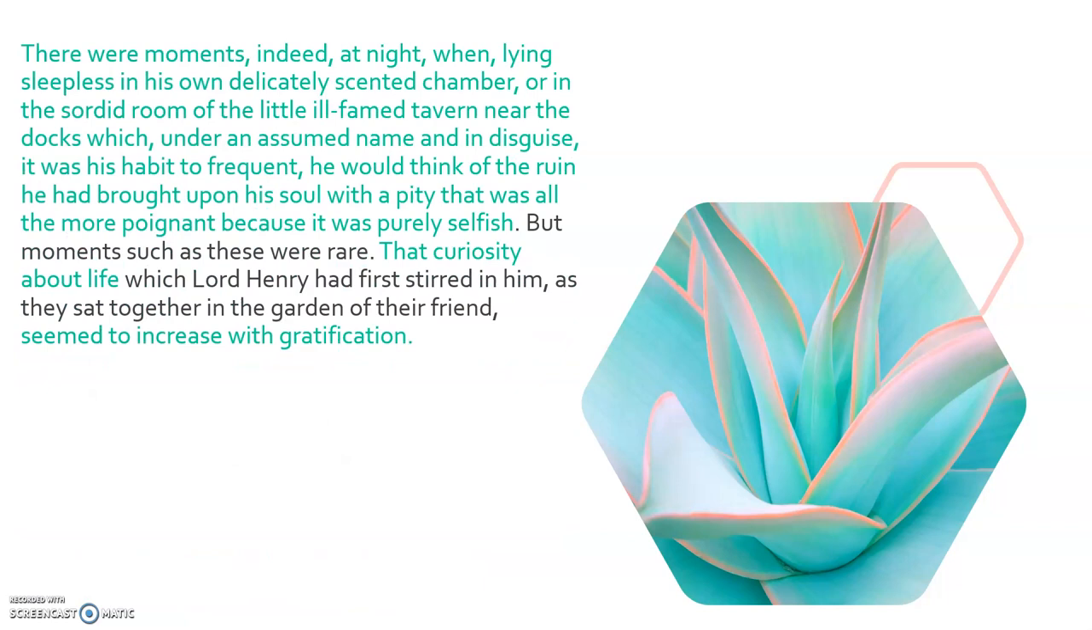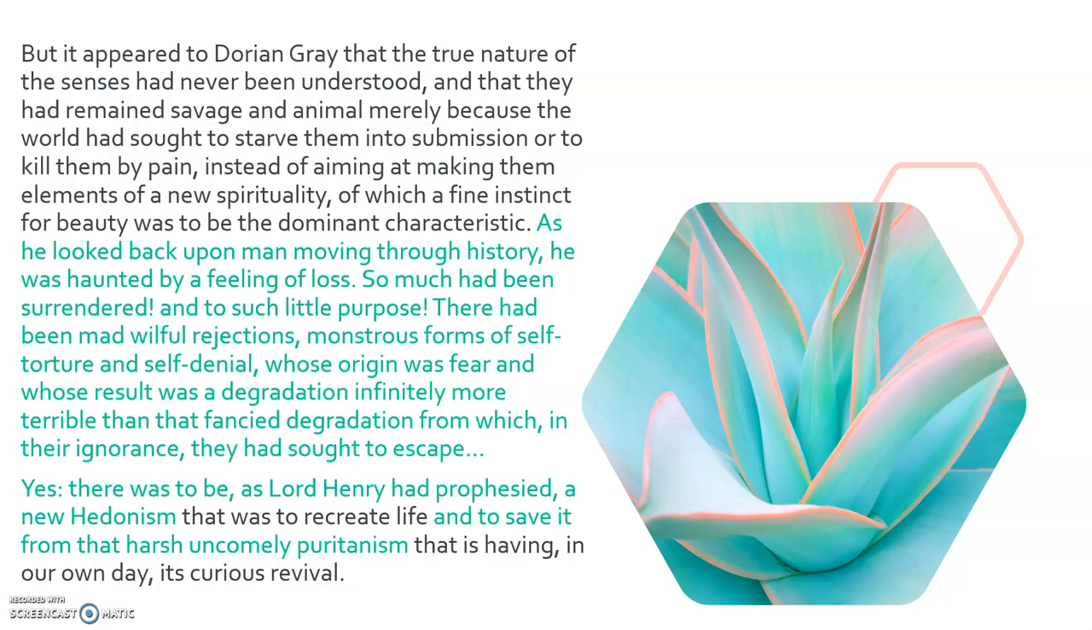However, the portrait, for all of the benefit it affords Dorian, doesn't leave him unscathed in terms of his mental stability. And it describes here how in moments at night, when lying sleepless in his own delicately scented chamber, or in some sordid room of an ill-famed tavern, referencing his reputation, where he was under an assumed name and a disguise, he would think of the ruin he'd brought upon his soul with a pity that was more poignant because it was selfish. And so he isn't unaware of what he's done to his own soul. And what also manifests for Dorian is his complete paranoia that someone is going to discover the painting, which also brings him a sense of unease.